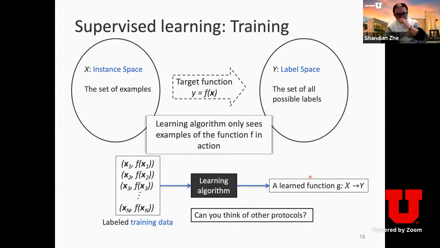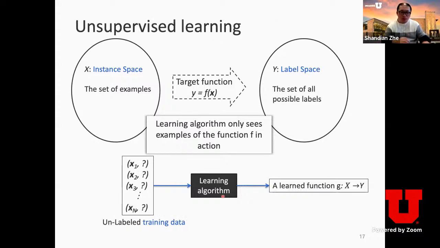Okay, great. And if we change this learning protocol a little bit, then we come to another set of learning tasks. For example, what if I just get rid of all the labels? Then I can only feed the learning algorithm a set of unlabeled training data. And if our learning algorithm can still return a mapping from the input space to some label space, then we call this unsupervised learning.